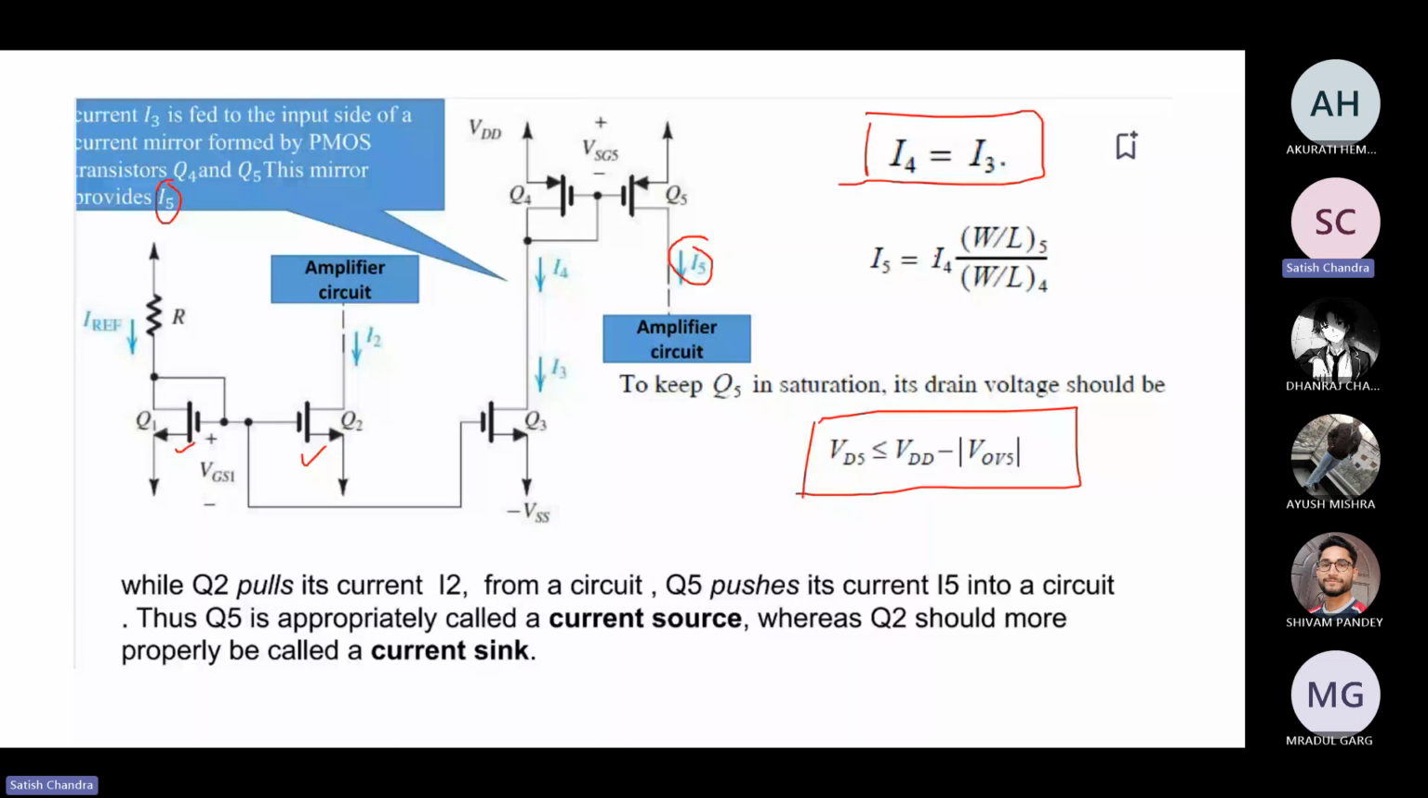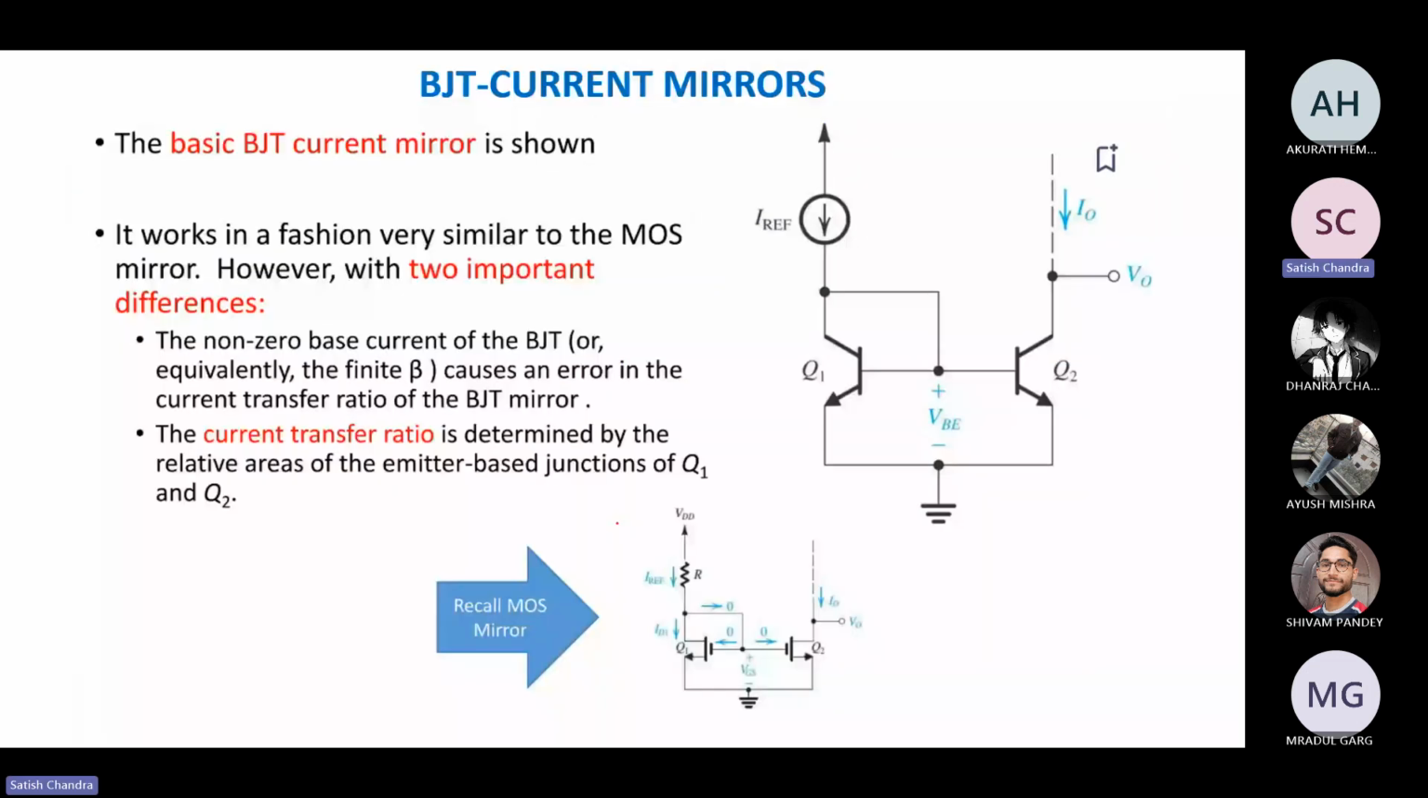While Q2 pulls its current I1 from the circuit, Q5 pushes its current I5 into a circuit, and thus Q5 is appropriately called a current source, whereas Q2 should be more properly called a current sink. As I already told, NMOS basically works as a sink, and PMOS basically works as a source. That is what is occurring. This is overall what we have seen, which is called a FET type of current mirror.